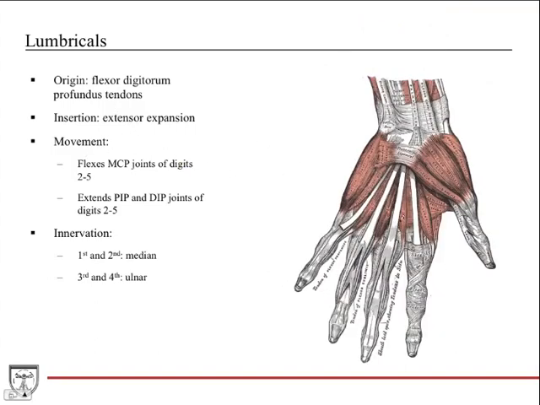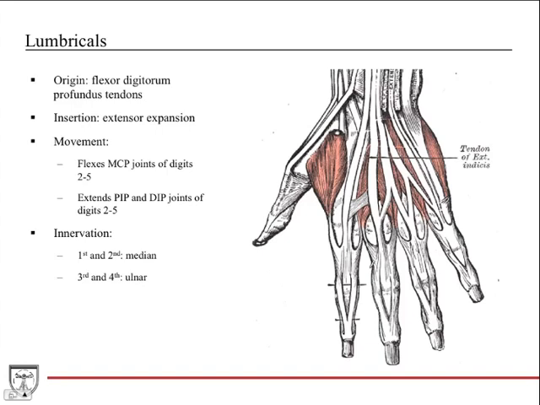Now, what do they move? You can see that here. So this right here is your MCP joints. And so they cross the MCP joints, and they are the principal muscles responsible for flexion of the MCP joints, 2 through 5 of the fingers. Obviously, they don't flex the MCP joint in the thumb, but they do for the fingers. However, what's unique is since they wrap around the fingers and insert onto this extensor expansion here of the extensor digitorum, they cross the PIP and DIP joints, but they cross it in such a way that they actually extend those joints, not flex them.